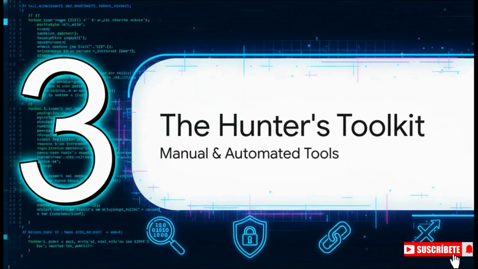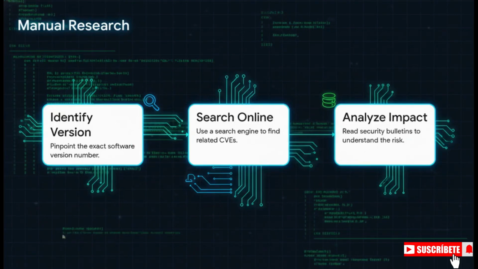Let's get our hands dirty. How do we actually go from having a software version number to finding out if there's a CVE for it? Let's pop open the toolkit. Honestly, the simplest method is sometimes the best. Once you have that version number, just Google it. Seriously, typing something like Apache 2.4.49 CVE into a search engine is your first and often most powerful move.